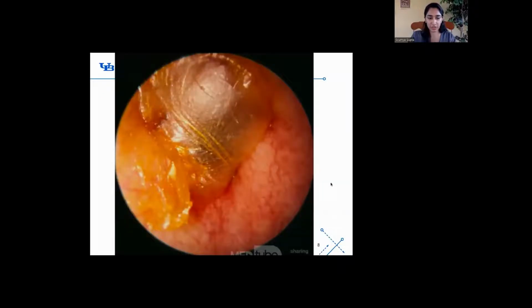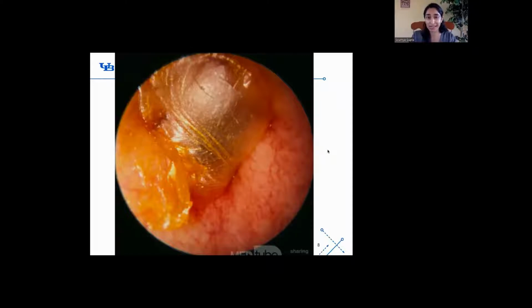So now let's take a look at an ear. What's going on here? What can you see? Feel free to put anything in the chat or just speak up. It's really red. Can you see the eardrum? No. And why is that? What's in the way? There's cerumen. Yep, exactly.